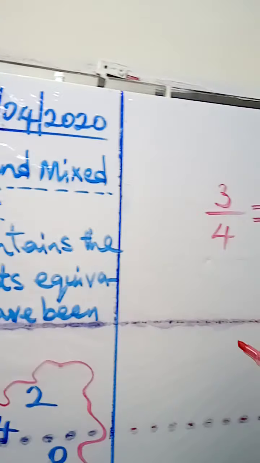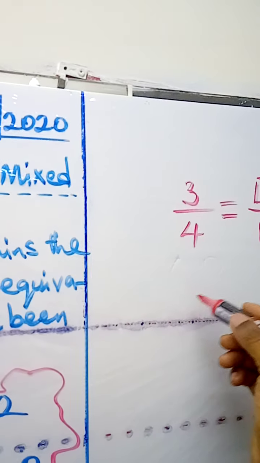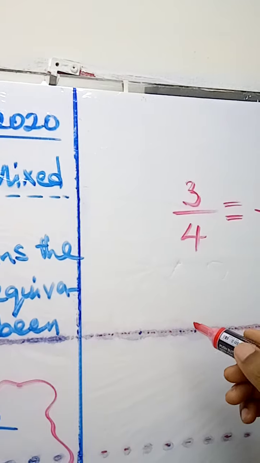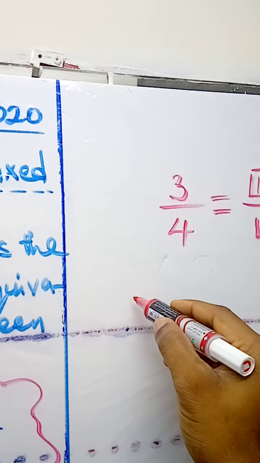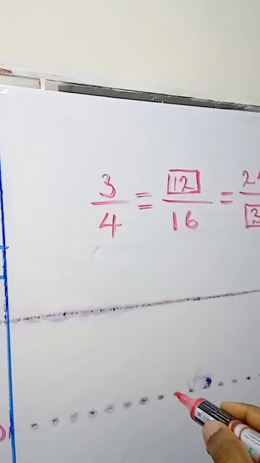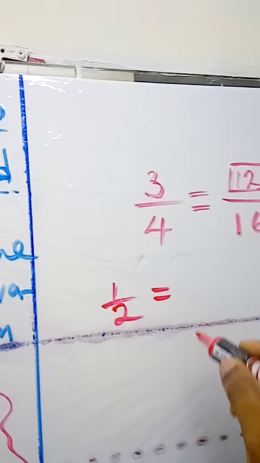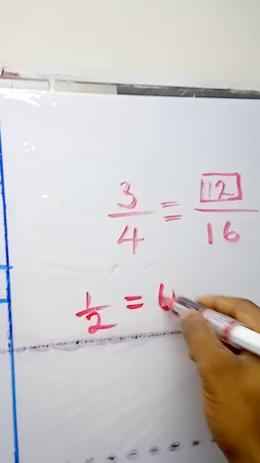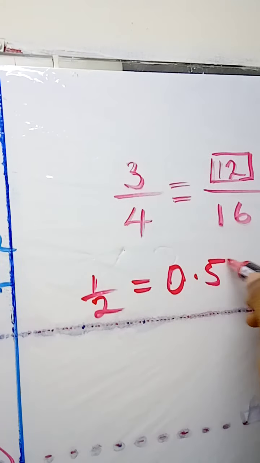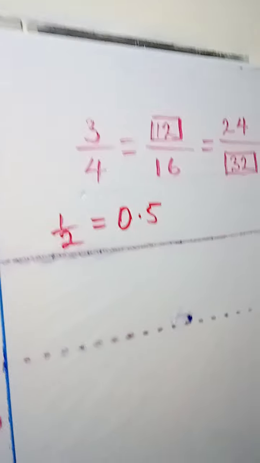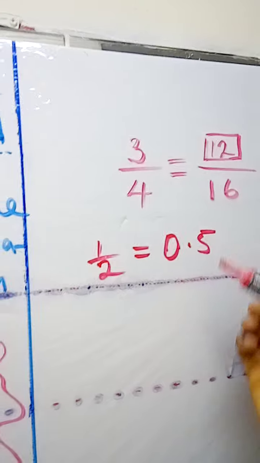Decimals: we say that a decimal is also a type of fraction written using decimal points. For example, 1 over 2 is equal to half, that is 0.5. So when we write a number in this form, it is a decimal in base 10.